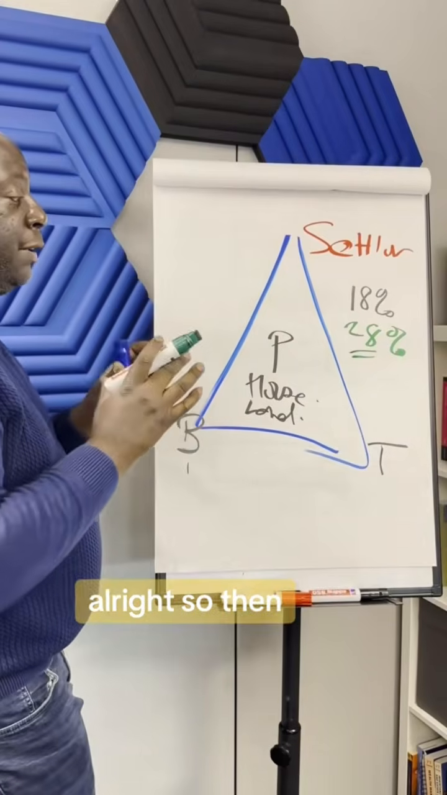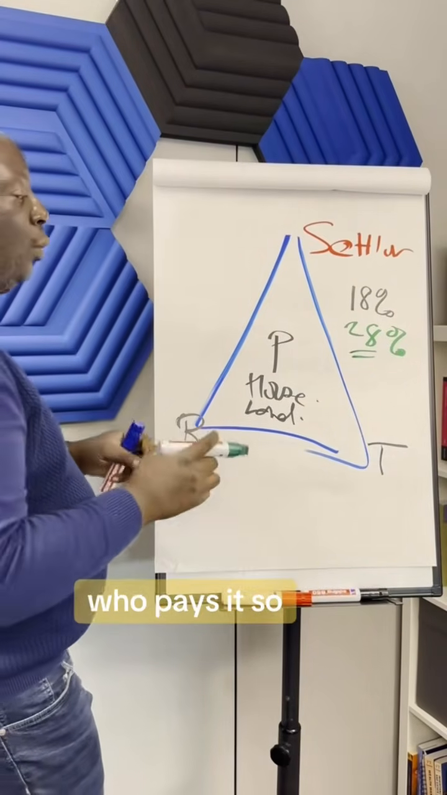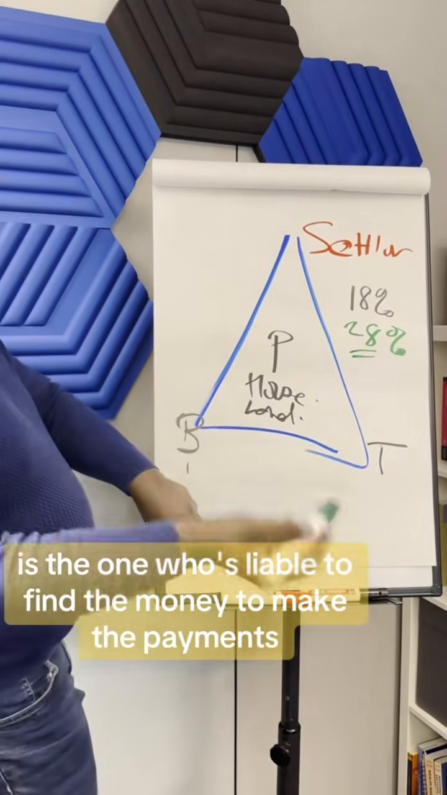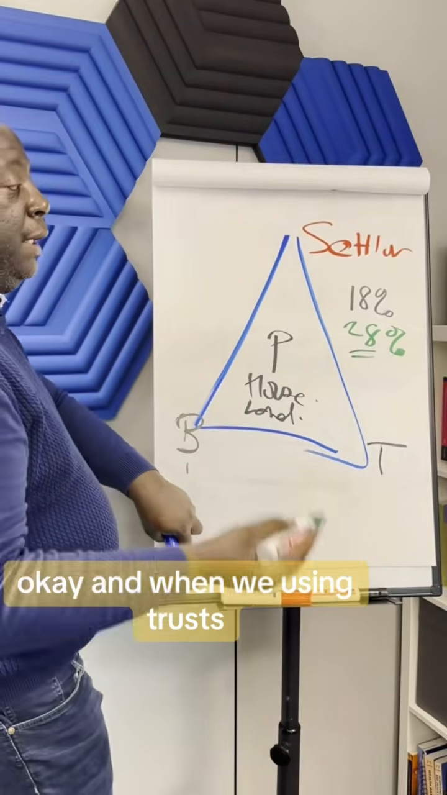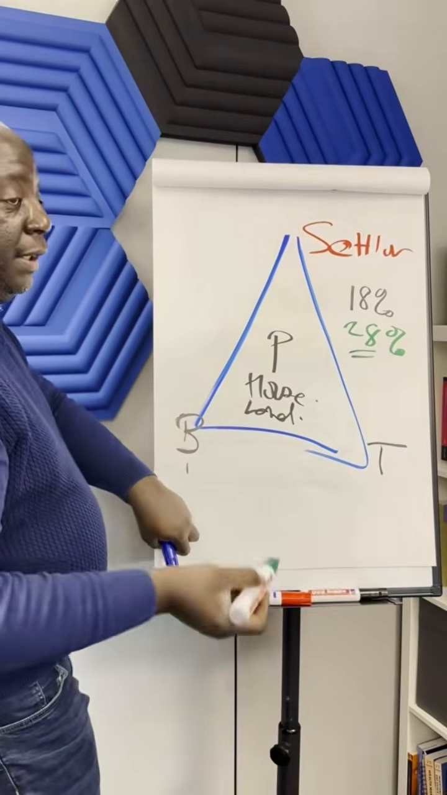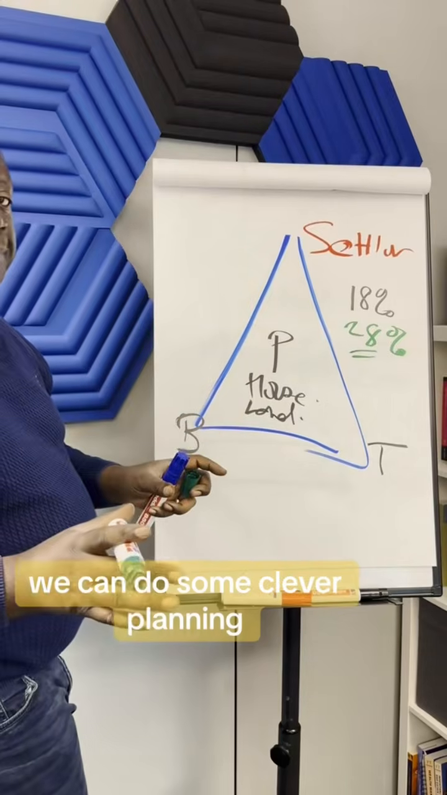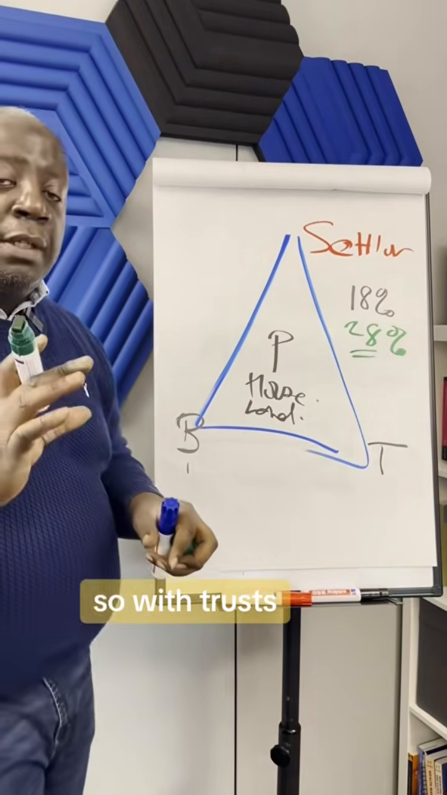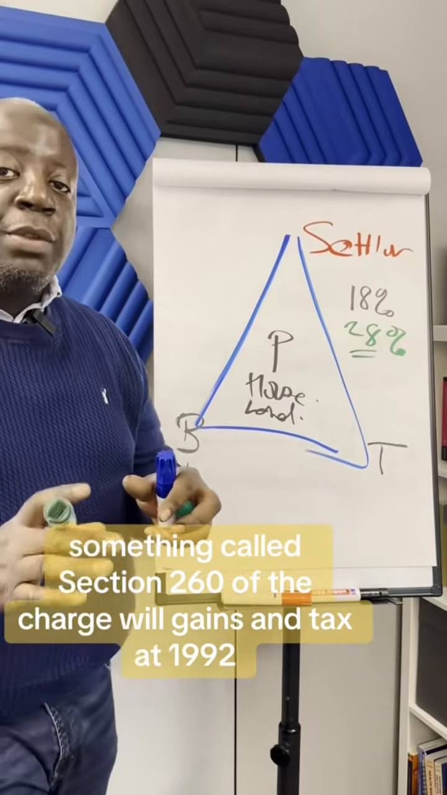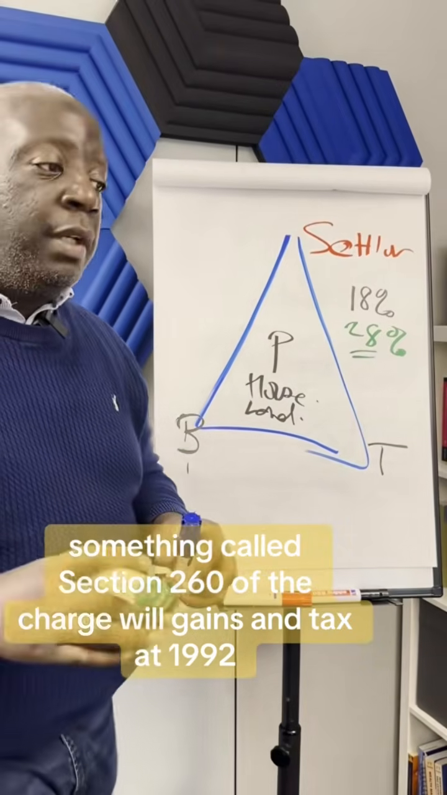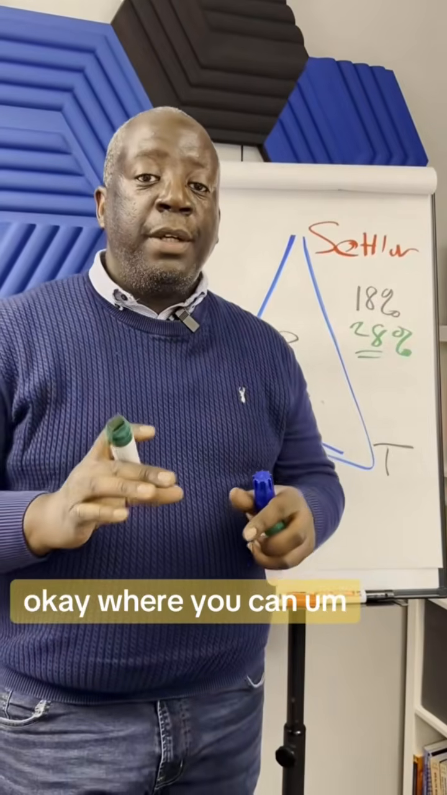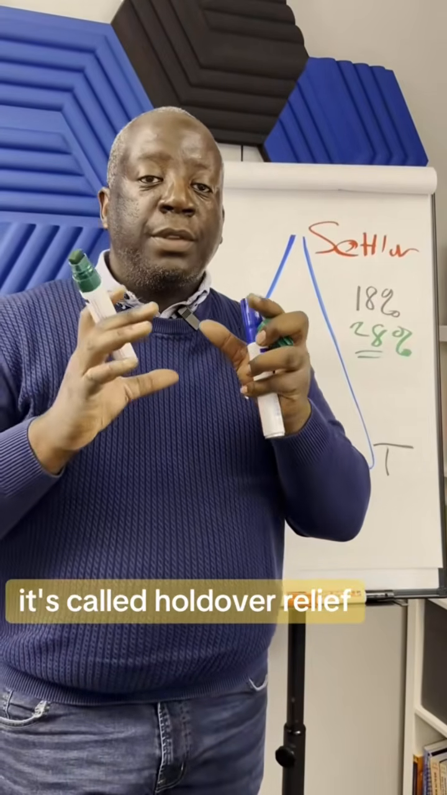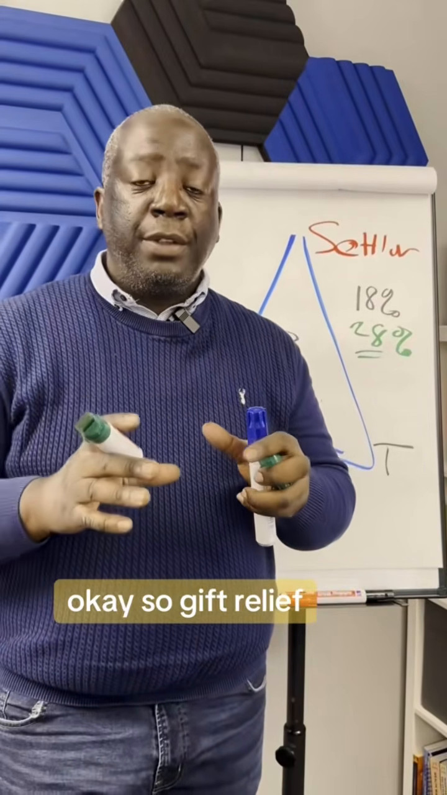All right, so now let's ask the question of who pays it. The one who makes the gift is the one who's liable to find the money to make the payment. Okay, and when we're using trusts, we can do some clever planning. All right, so with trusts, there's something called Section 260 of the Taxation of Chargeable Gains Act 1992, okay, where you can, it's called holdover relief, okay? Sorry, gift relief, not holdover relief.